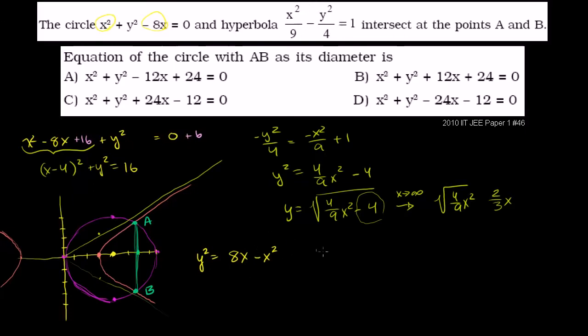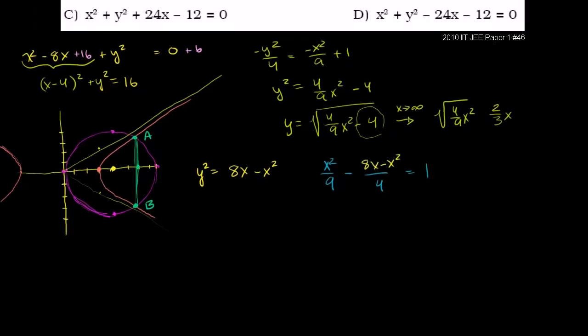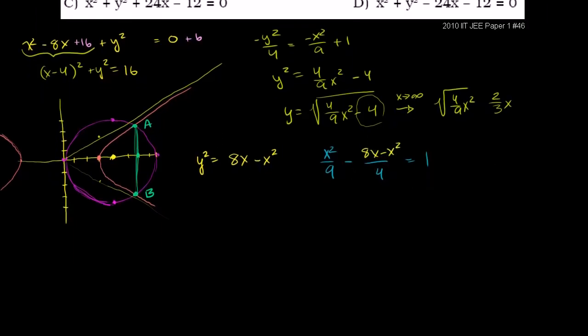So the hyperbola's equation is x squared over 9 minus y squared over 4 is equal to 1. But instead of writing a y squared over there, we know that it has to satisfy this equation as well. So for y squared, I'm going to put in 8x minus x squared. And let's see if we can solve this right here. This is just a straight up quadratic equation, although it might not look like it just yet.